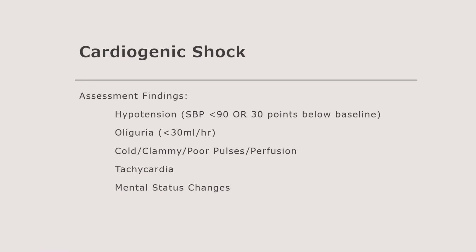Also, oliguria. If we can't perfuse the body, we certainly aren't perfusing the kidneys. And if we're not perfusing the kidneys, we don't have adequate urine output. So it makes sense when you think about it that oliguria would be a symptom. Other assessment findings, again, if we think about poor perfusion, we have cold, clammy, pale extremities, delayed cap refill, poor pulses or weak and thready pulses. Those should all come naturally when you start to think about lack of perfusion.